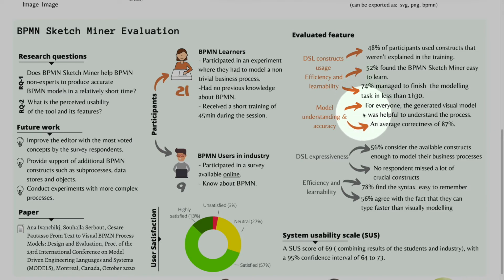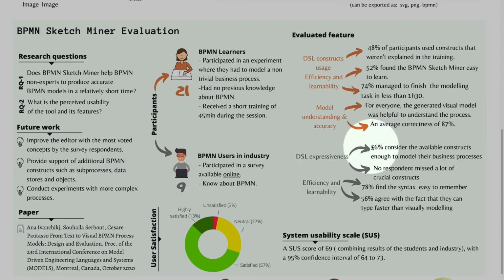This experiment allowed us also to know whether the tool was helpful for the students to understand the process they had to model, and also after correcting their answers, we could calculate the correctness of their models. For everyone, the generated visual models were helpful to understand the process better, and also we got an average correctness of 87%. Concerning the 9 experts who participated by responding to the survey, we got an idea about the DSL expressiveness.